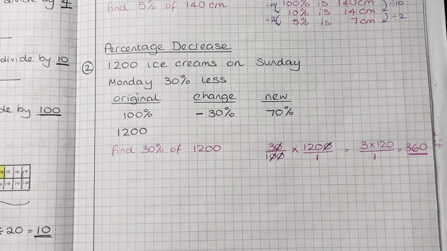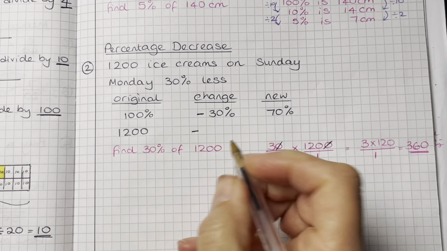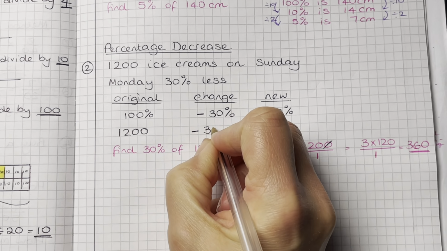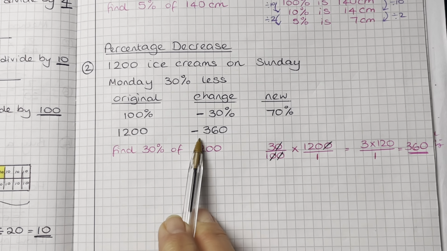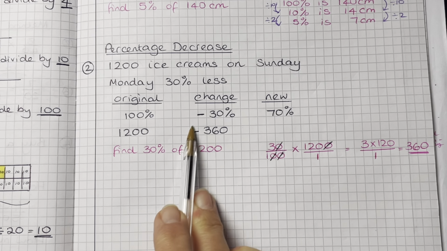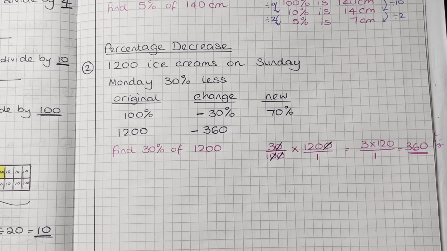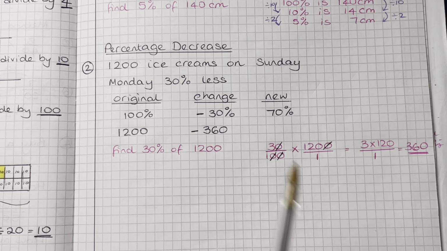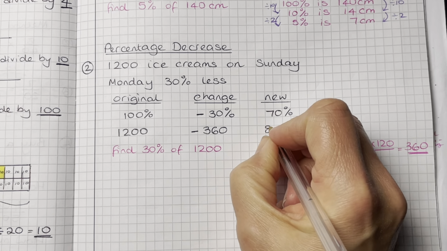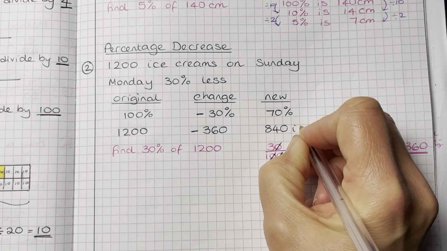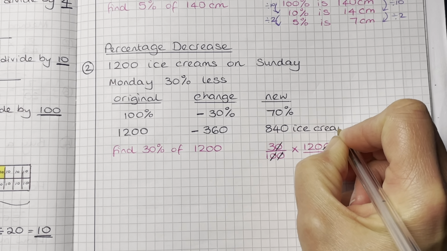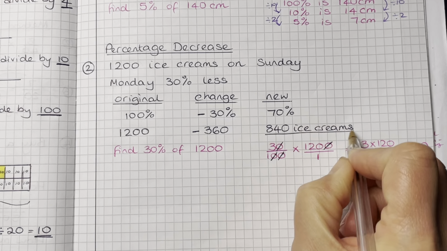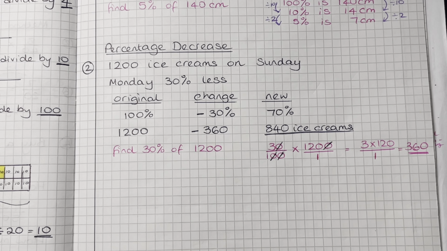That's not my answer. That's my change, my reduction in sales. So I need to subtract 360 because my change is that I sell 30% less. So I have 1200. I'm subtracting 360. That gives me 840 ice creams that I sell on a Monday.